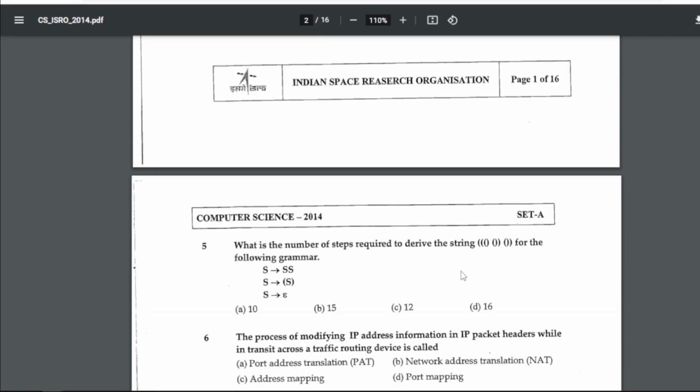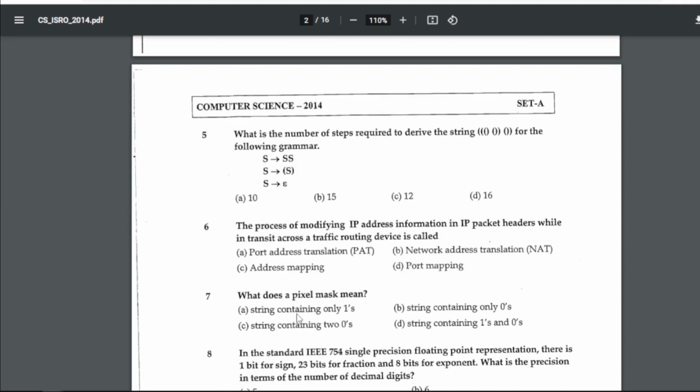Now question number 5 is, what is the number of steps required to derive the string for the following grammar? So we have to derive the string and find the steps that are required. If you solve this particular question, you will get the answer as A, that is 10. To generate this, you will have to frame the grammar. From S you will first get open parenthesis S close parenthesis, then again for S you can use SS, and from one S you will get again open parenthesis inside S, and so on. You will have 10 steps to solve this, right?